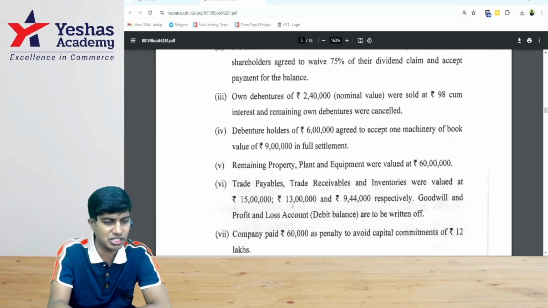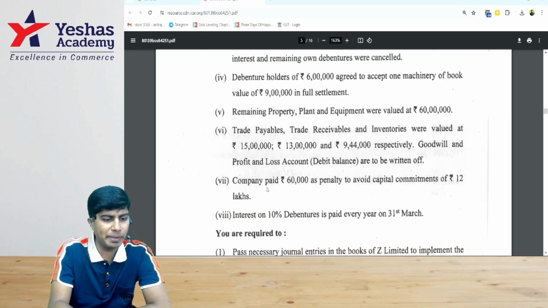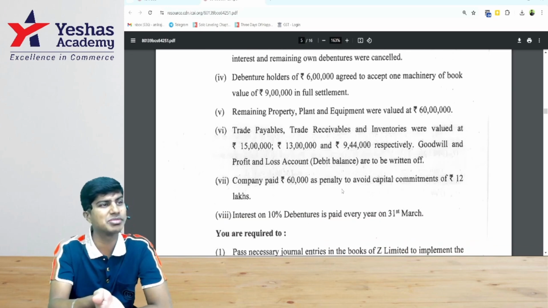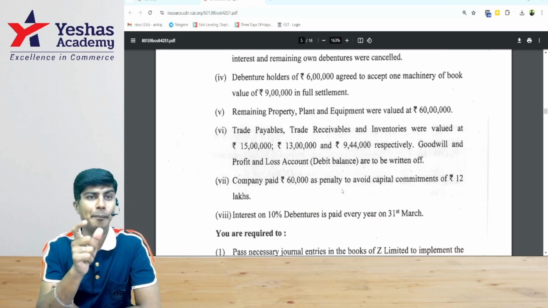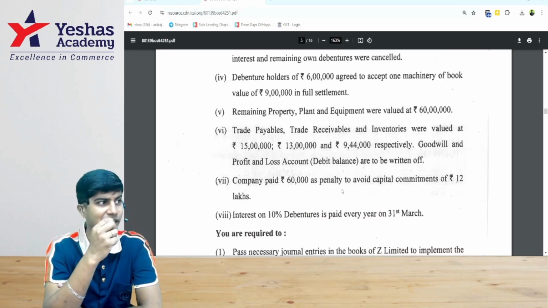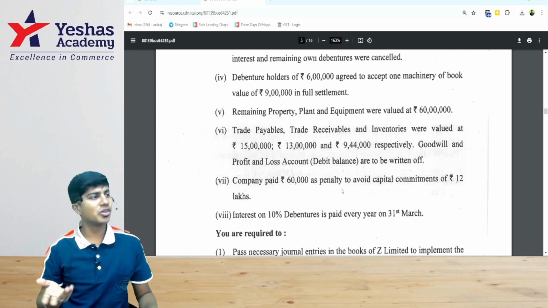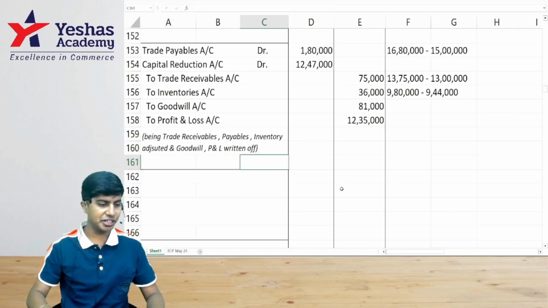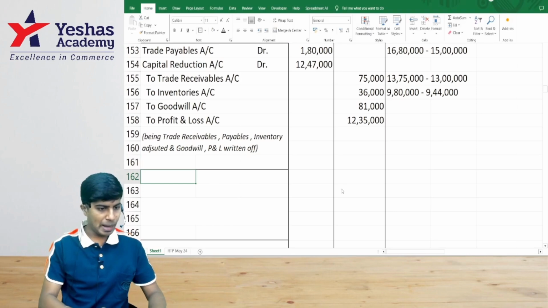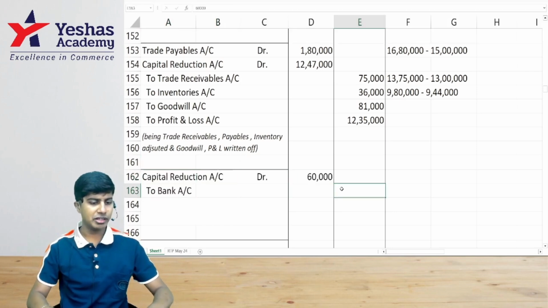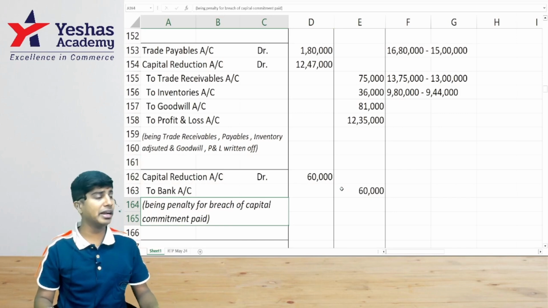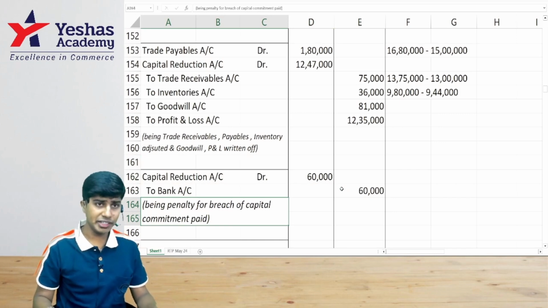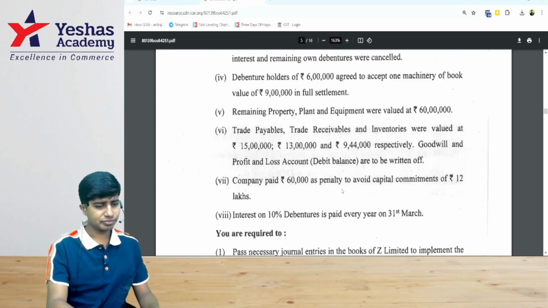What else have they asked us to do in the question? Company paid 60,000 penalty to avoid capital commitment of 12 lakh. How many times have we done this subject? Every time they used to tell us the capital commitment amount and percentage of penalty. Here they only told 60,000. So we'll write, it's not a liability in the balance sheet, but we're still paying. So capital reduction account debit to bank, 60,000. Paying penalty for breach of capital commitment paid. Got it? What is after that?